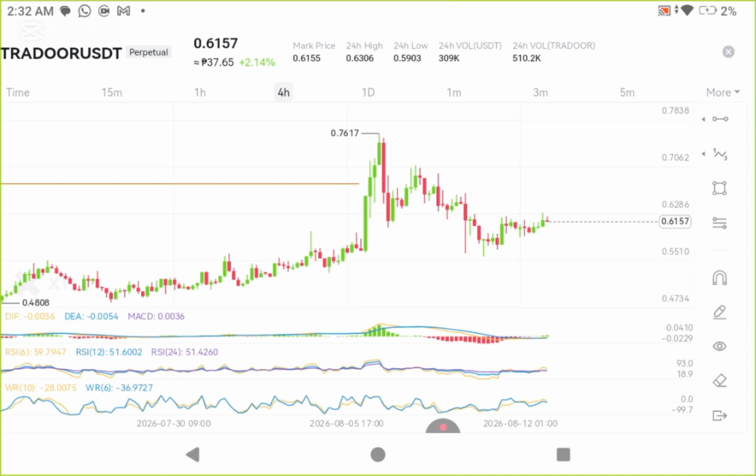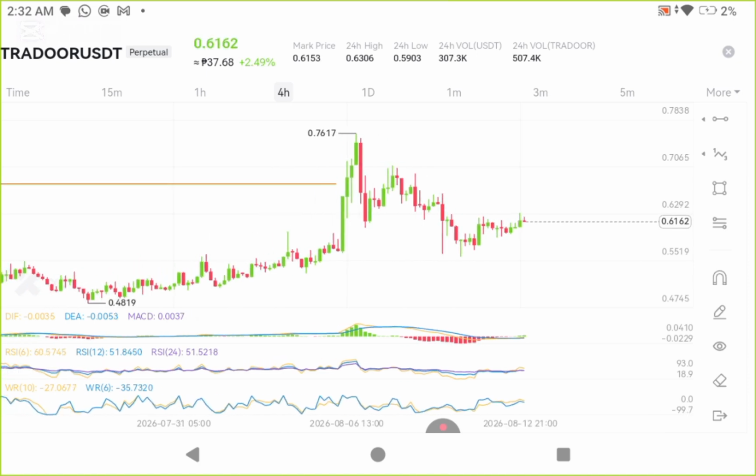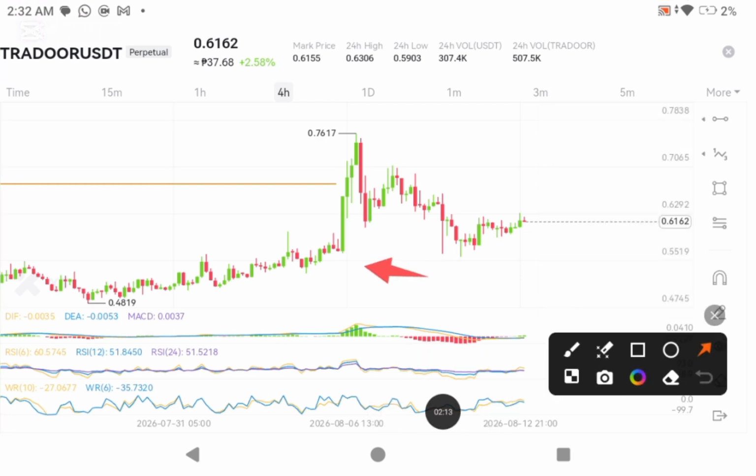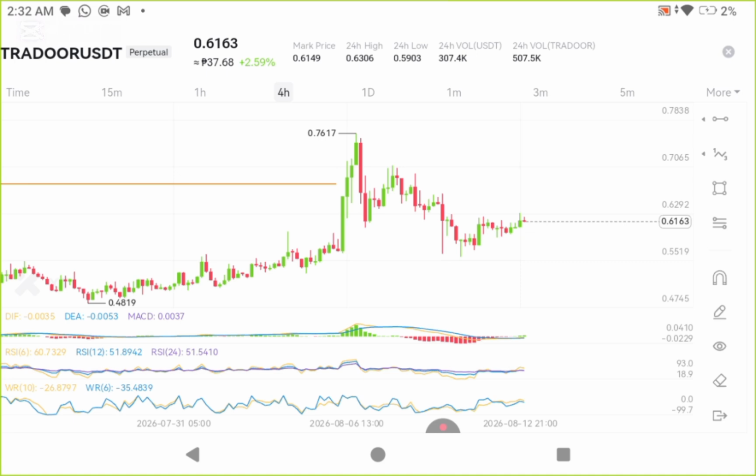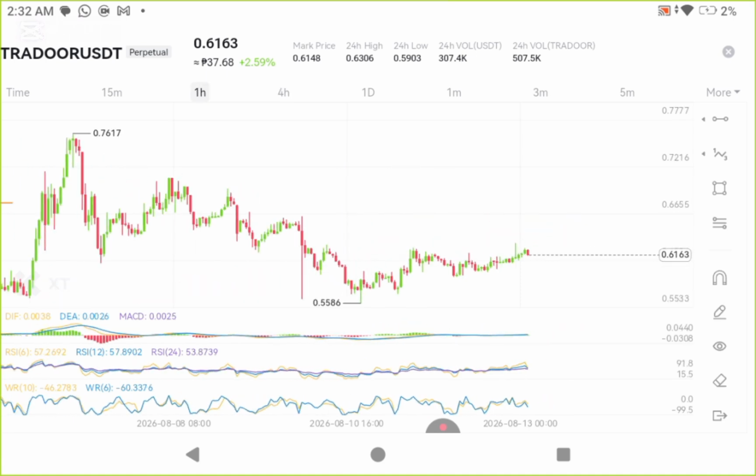Now if you see, let me mark it out. This was the last origin before the push to the upside. You understand? You can see an impulsive move around here, isn't it? Now let's look out for areas of liquidity around this zone. I think it's not clear in the 4-hour time frame, so let's go over to the 1-hour time frame.